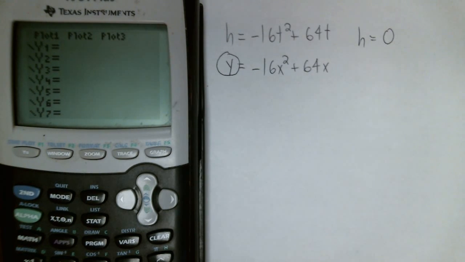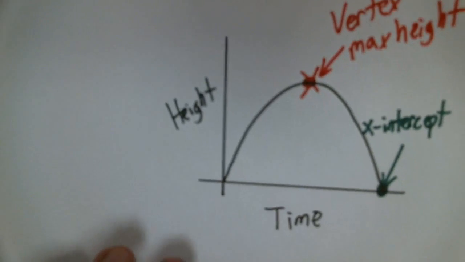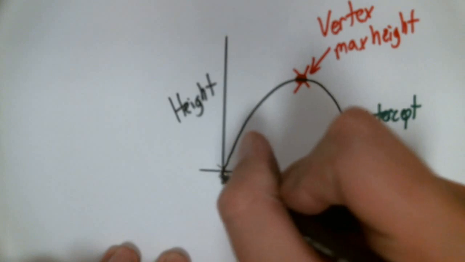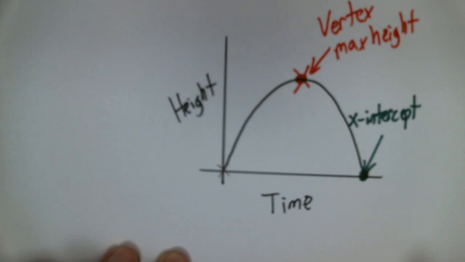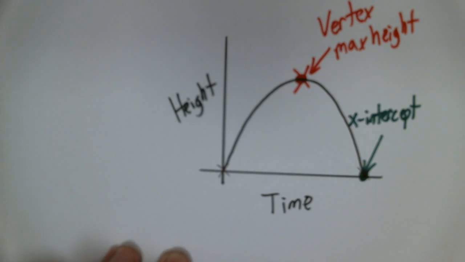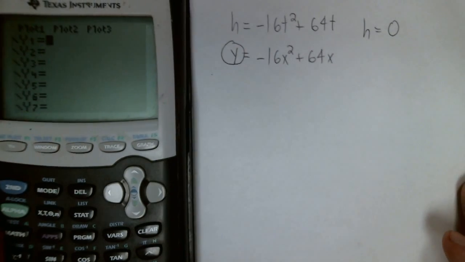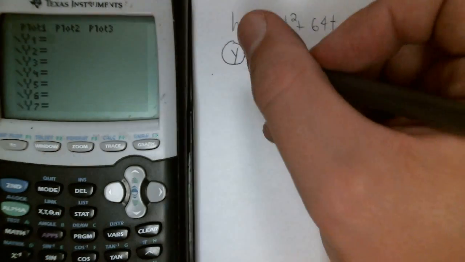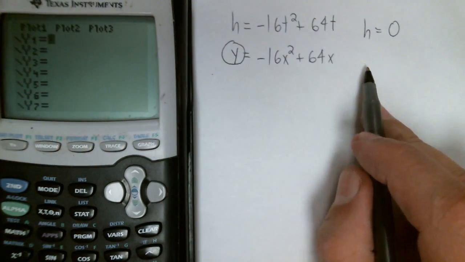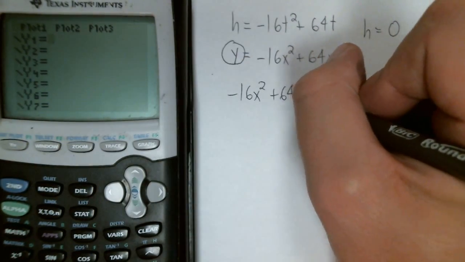My height is going to be equal to 0 in 2 spots. If I put this back up here on the screen, the height's going to be 0 at that spot where I started the golf ball, and then I hit it, and it's going to be 0 at the green dot, right, when it comes back down and hits the ground. So it's going to be 0 at 2 spots. So to solve my quadratic equation, I need to set this guy equal to 0. I'm going to put the 0 on the right-hand side. So I have negative 16x squared plus 64x is equal to 0.